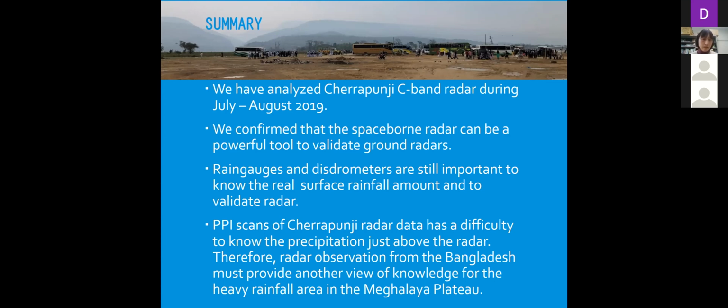Now the Cherrapunji radar is operated only with PPI scans, and the PPI scans have a difficulty to know the precipitation just above the radar. Therefore, radar observation from Bangladesh must provide another view of knowledge for the heavy rainfall area in the Meghalaya Plateau. And that's all. Thank you so much.